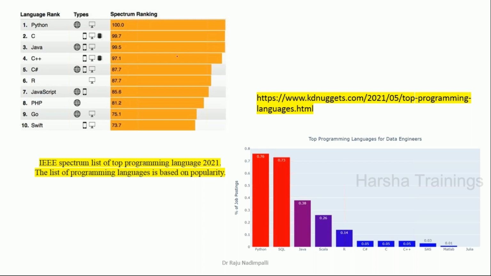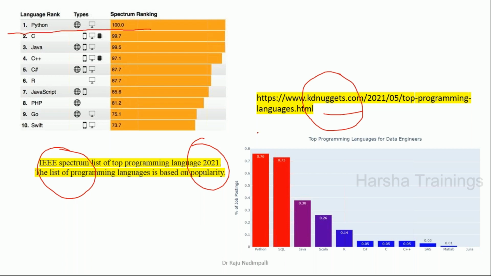Now, I have taken two statistics, one from IEEE 2021 and another one from KDnuggets, which is a US website. Both websites are giving Python as a highly rated language. Look here, so I'm not exaggerating. IEEE has given Python as the best language, the top programming language. KDnuggets 2021 has also given Python a 0.76 rating, the highest among all the languages.